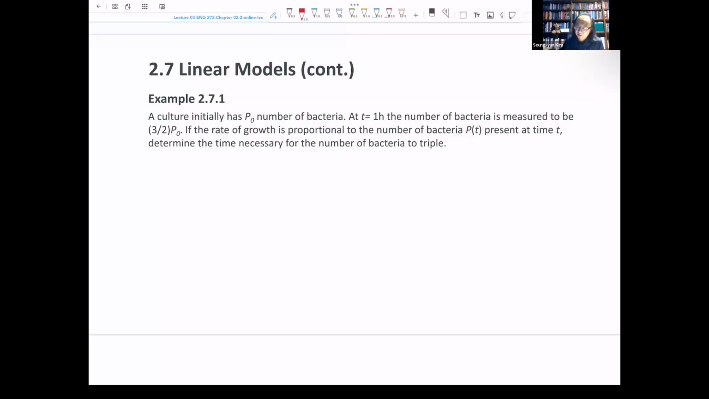So based on this information, we can say we have initial P naught. So the initial is going to be P naught, or sometimes we can call it P sub 0. And then when P of 1, it is what? 3 over 2 P naught. And then the question is to what? So basically it asks us to find the t, right, when we have 3 times P naught.